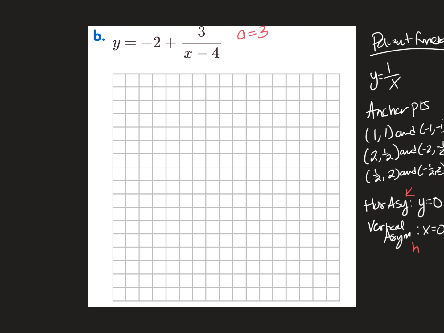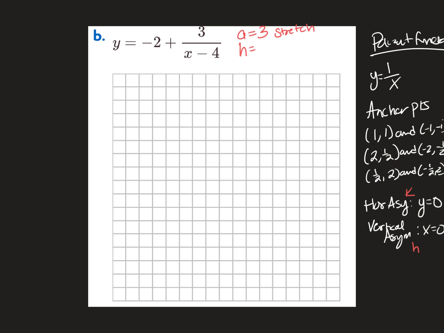+3, so that means there's no reflection going on. Okay, cool. But there is a stretch of 3, so there is going to be a stretch. So make sure you're writing this down if you're in my class and you don't have number 2 done on your starter. Okay, what is our h value?